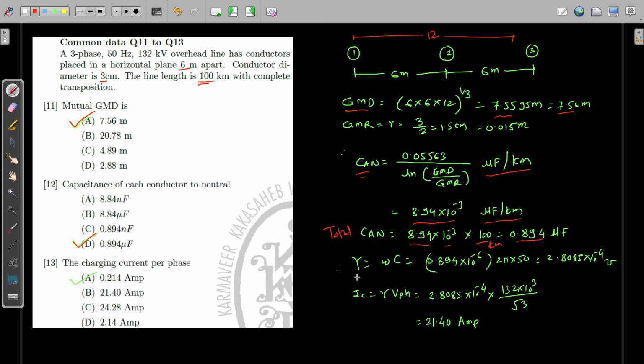Then I have to determine the charging current. So Y is equal to omega C. So the value of C is 0.894 into 10 raised to minus 6 as it is a micro, into 2 pi 50, as frequency is given as 50. So this much is the value of Y, and the charging current is equal to Y into VPH. Per phase voltage is 132 kV, the line voltage, into 10 raised to 3 divided by root 3. This will give 21.4 ampere. So the option B is correct.